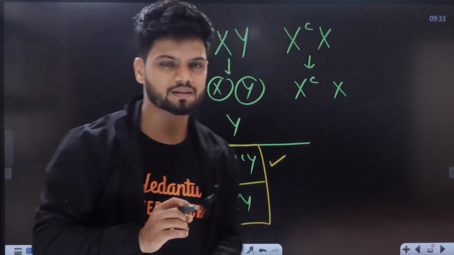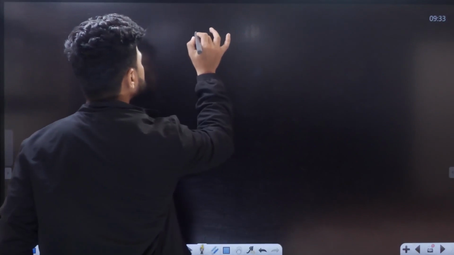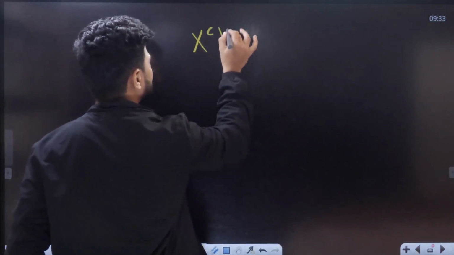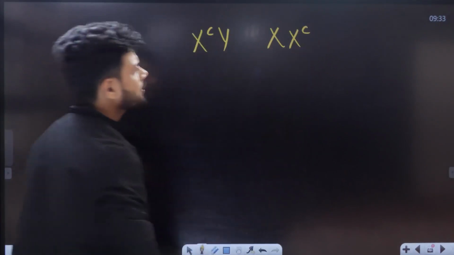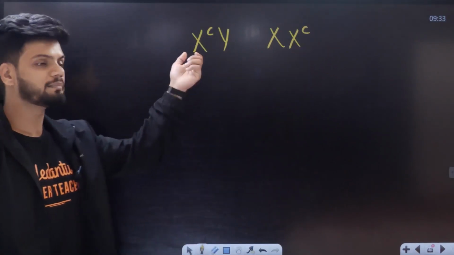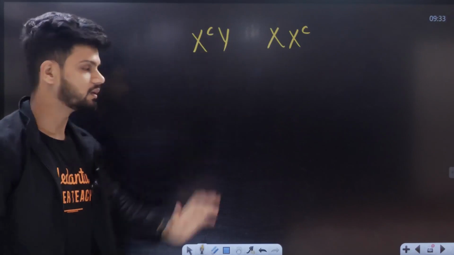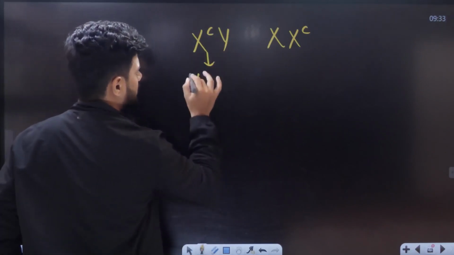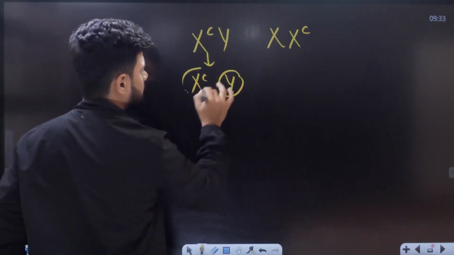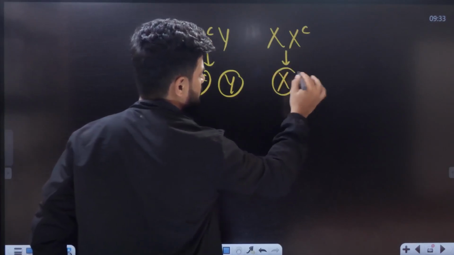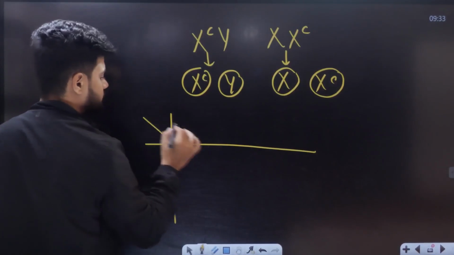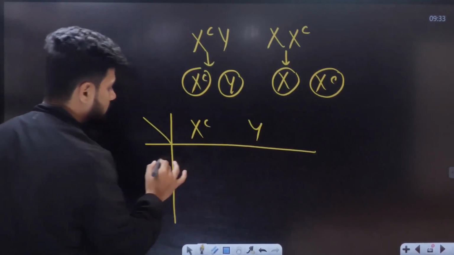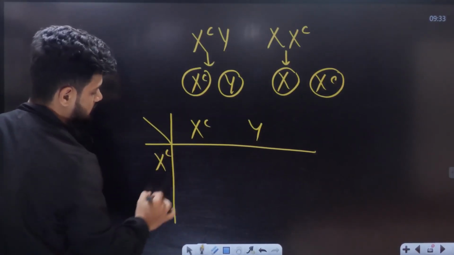Now I'll give you one more example. Let's take one more example. The male is colorblind, and the female is a carrier. A colorblind man marries a carrier female. Now tell me, what are the possibilities? The gametes are X^C and Y, and X^C and X. Do the Punnett square.